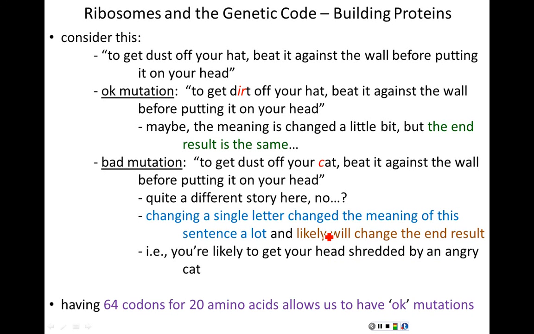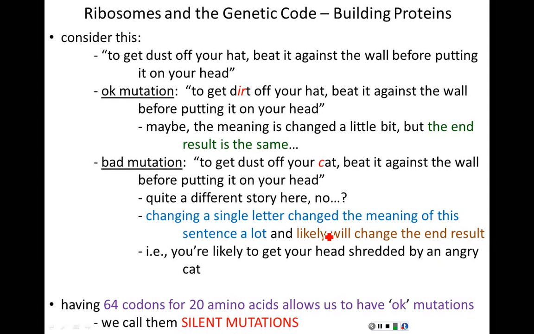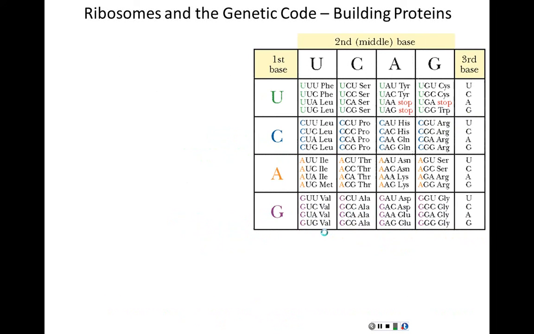Having 64 codons for 20 and only 20 amino acids actually allows for okay mutations. We call these okay, tolerable mutations, silent mutations, because we don't even know they're there. Here's the genetic code. You can think of this table as your nucleotide to amino acid dictionary. Just as we might have a Spanish to English dictionary, this is your nucleotide to amino acid dictionary. All in triplets, because triplets of nucleotides carry the information for a single amino acid.